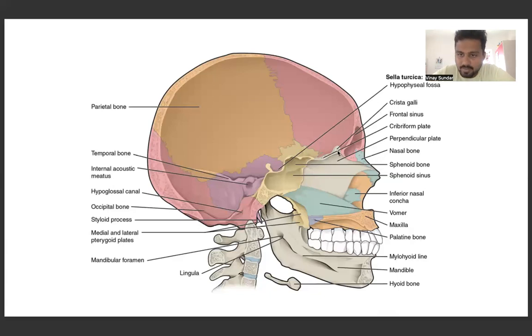So this is the cribriform plate and the perpendicular plate of the ethmoid. This is your nasal bone. The cribriform plate is usually fractured during Le Fort fractures, and that is the reason it leads to CSF leak. And you have your medial and lateral pterygoid plates. You can see this, follow this here.